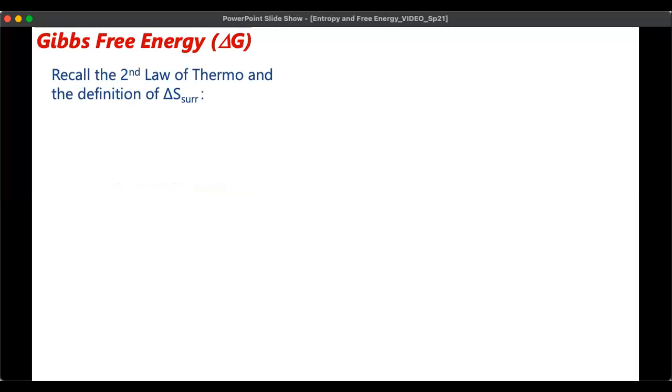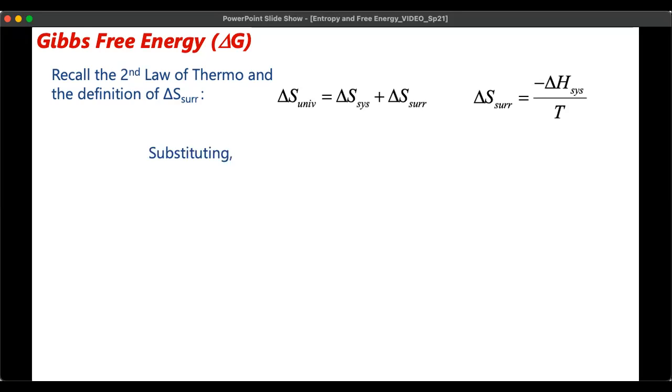So remember the second law of thermodynamics and this definition of the change in entropy of the surroundings. We said that the change in entropy of the universe is equal to the change in entropy of our system and that of the surroundings. And we were able to talk about the change in entropy of the surroundings based on this enthalpy of the system over T. So thinking about how the heat change, a reaction puts out heat and that heat is dispersed in the surroundings. Now, what we'd like to do is to substitute this into our overall equation for the change in entropy of the universe.